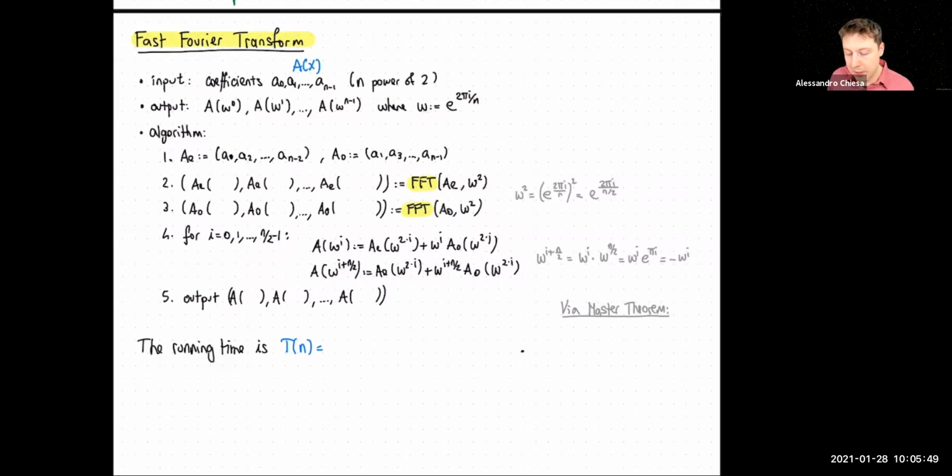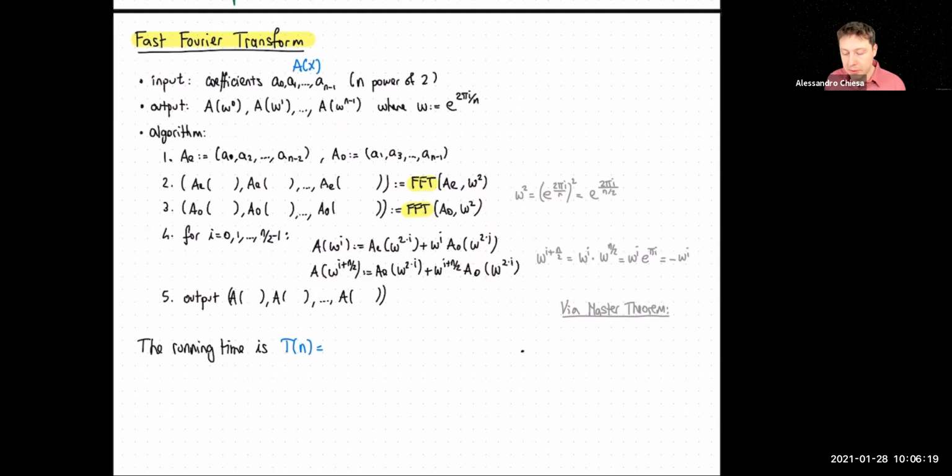So we're going to evaluate it on omega to the 0, also known as 1, omega to the 1, also known as omega, or e to the pi I over n, and omega squared, omega cubed, and so on, all the way up to omega to the n minus 1. So these are the n roots of unity. We're evaluating A on the set S that consists of the nth roots of unity. That is the specification of what the algorithm aspires to do.